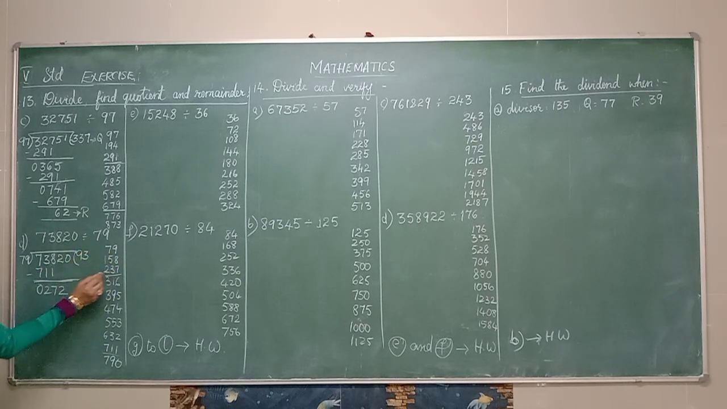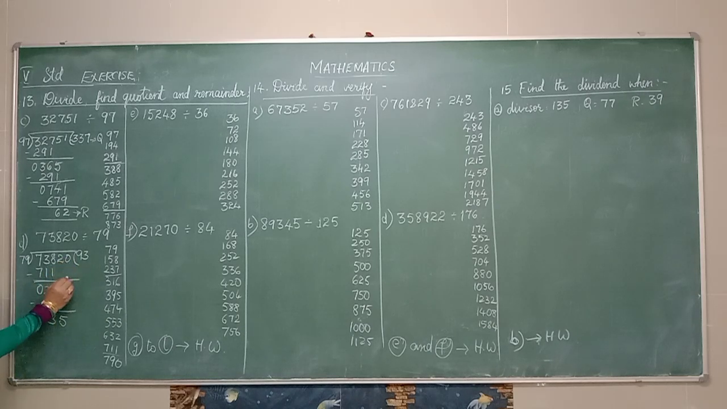3 is 237. Minus. So from 2 you cannot minus 7, so you have to borrow 1 here. It becomes 12. 12 minus 7 will be 5. Here 1 is already gone, so 6 will be there. 6 minus 3 is 3. 2 minus 2 is 0.